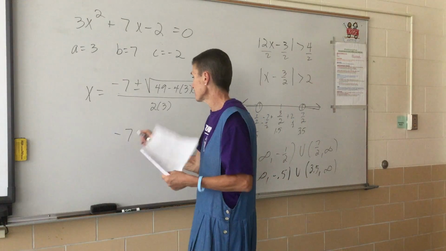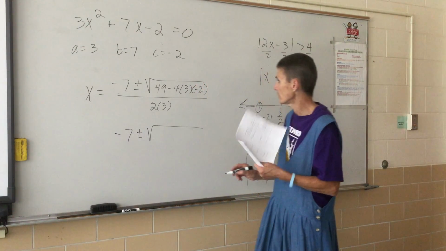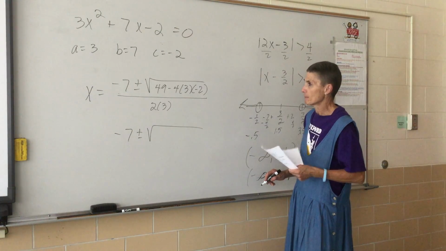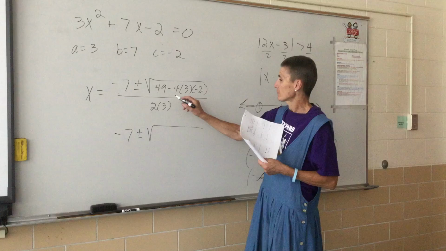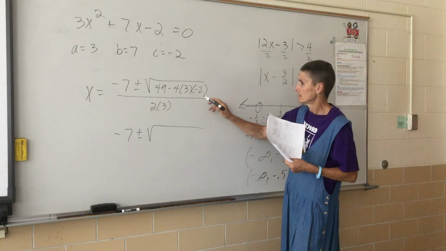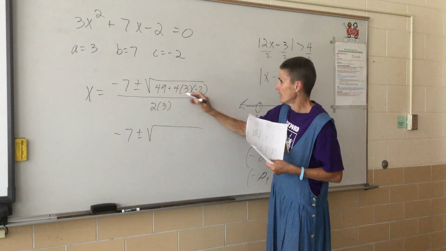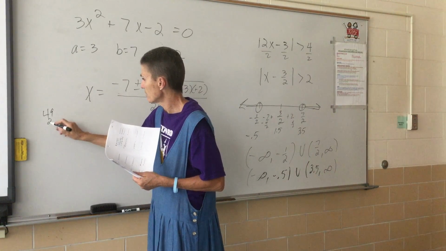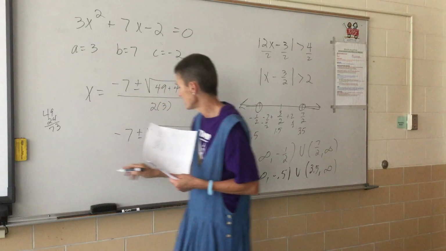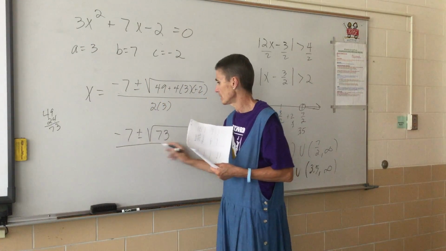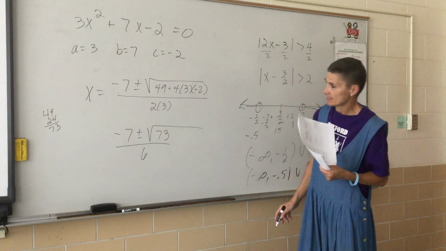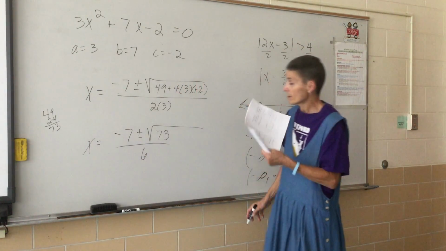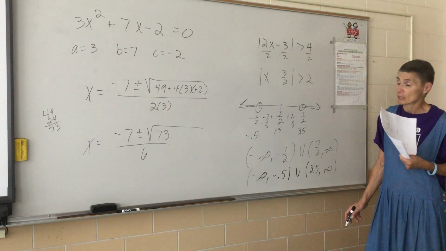So I have negative 7 plus or minus the square root of, all right, now watch it here. Oh shoot, I didn't bring the calculator. I'm going to do this on my own. 49, okay, this is going to be plus 24. So 49 and 24 is going to make 73. So I got a 73 under here. And 73 does not break down at all. Therefore, that is the answer to the problem.